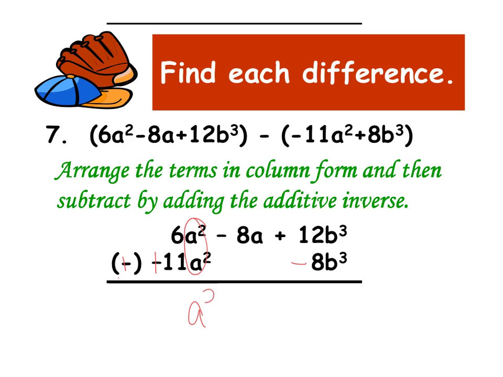They both have an a squared, so what makes them the same stays the same. Then I do the math with the numbers in front. 6 plus 11 is 17. I don't have another a to combine that with, so I just bring it down. Then both of these terms have a b cubed, so what makes them the same stays the same. And the math with the numbers in front. 12 minus 8 is 4. So there's my answer.